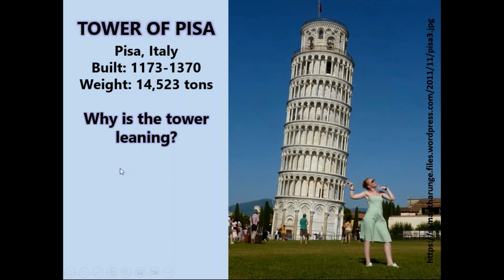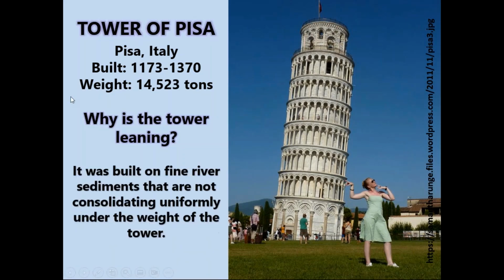Great example of this is the Leaning Tower of Pisa. The question is, why is this tower leaning? And the answer is it was built on very fine-grained river sediments that just aren't consolidating under the weight of that tower. So here's an example of a geologic hazard because of river sediments not being great to build on.